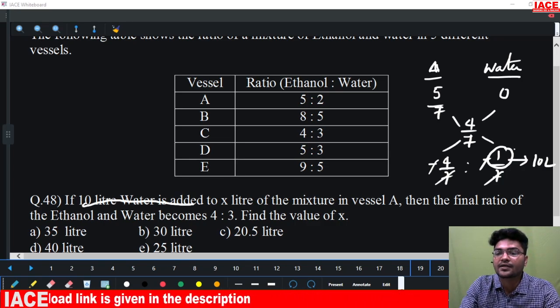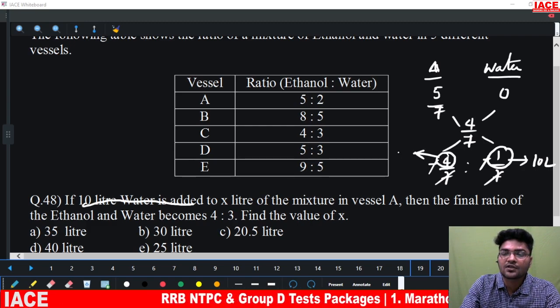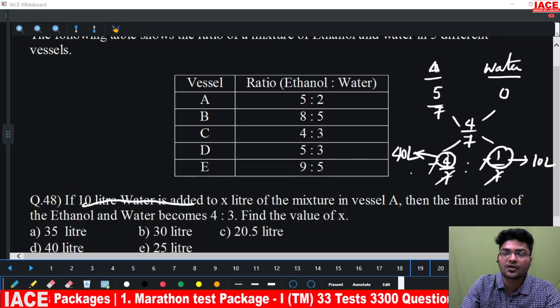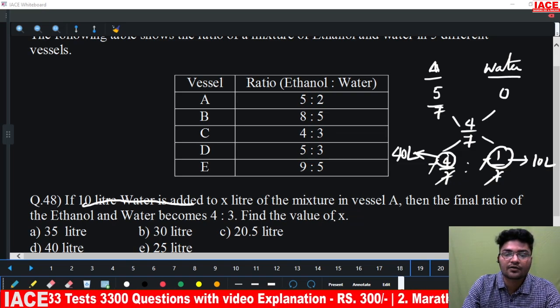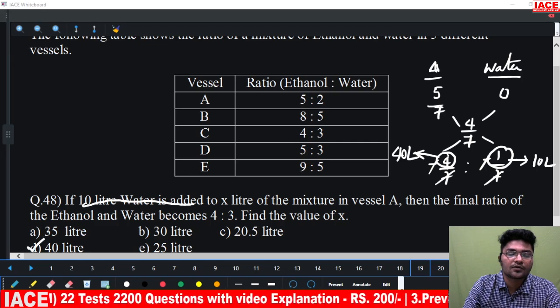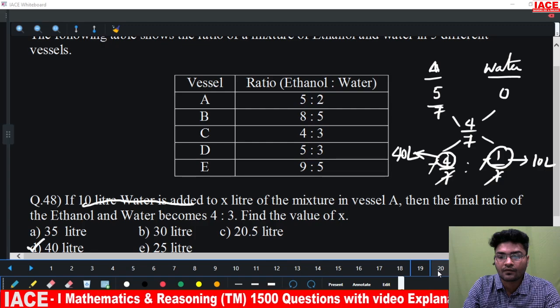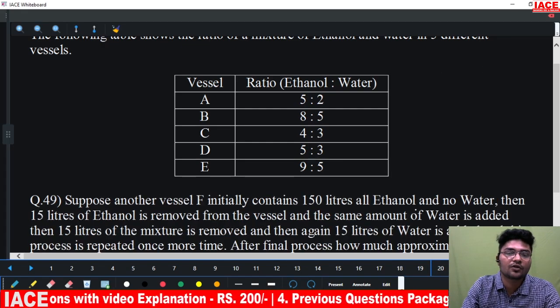If water added is 10 liters, that means mixture A, or the solution A, was how many liters? 4 parts. 4 parts means how much? 40 liters. That is what the question is asking. Find out the value of X. X is how much? 40 liters. It was added to 40 liters of A. Next question. Question number 49.